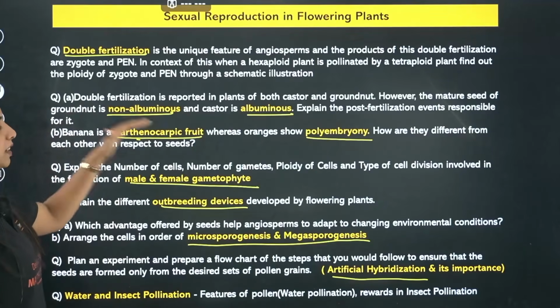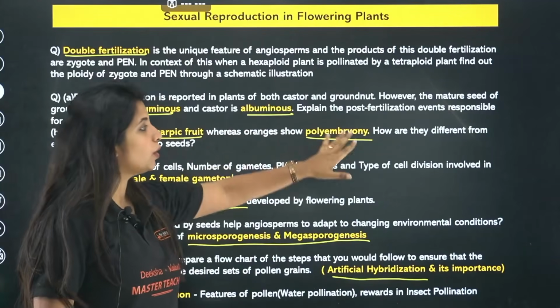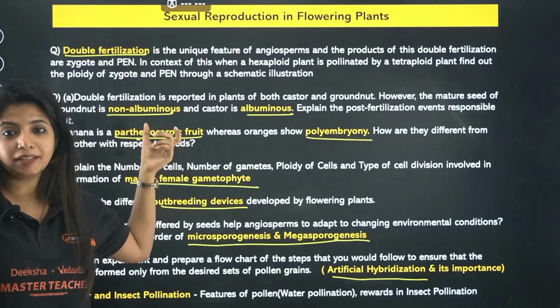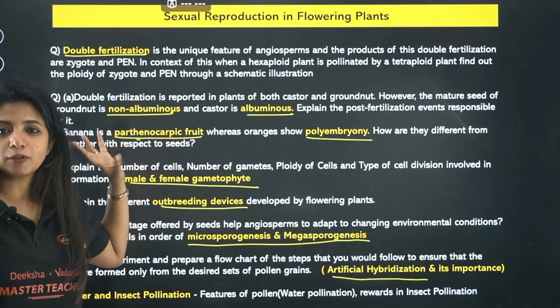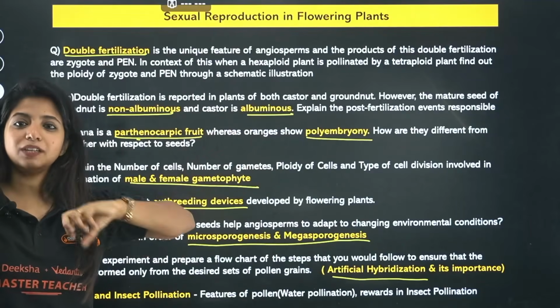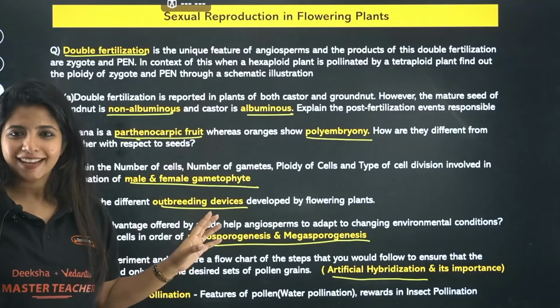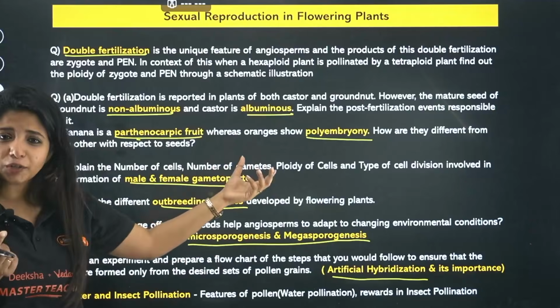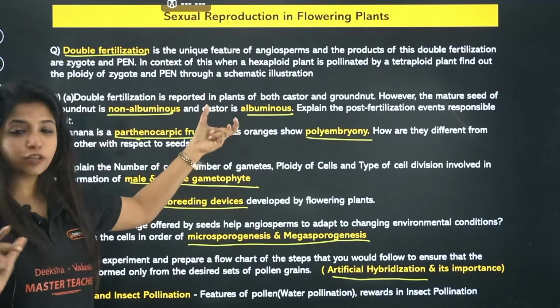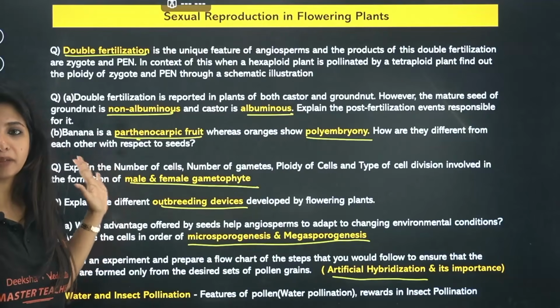Next thing, banana is a parthenocarpic fruit, whereas oranges show polyembryony. How are they different from each other? Now, if you know what parthenocarpy is, you know that there is no seed formation. That is how it is going to be different. In polyembryony, in one particular seed, you will have many embryos. Get it? So that is a different small question. A and B type of questions have come. Both of them are small terms. Still, they can get you 5 marks.